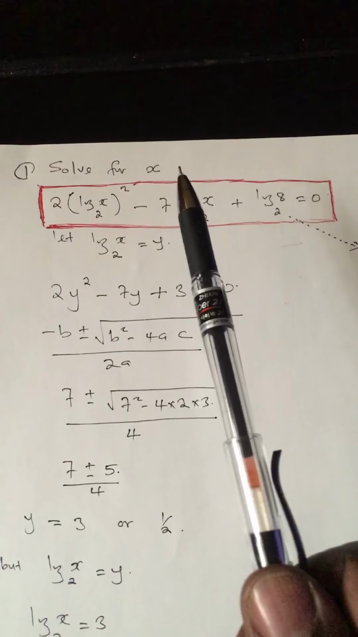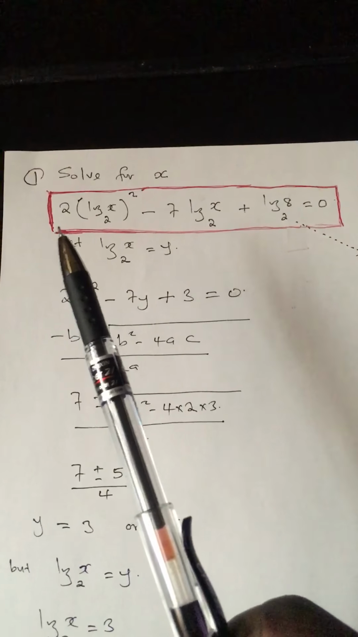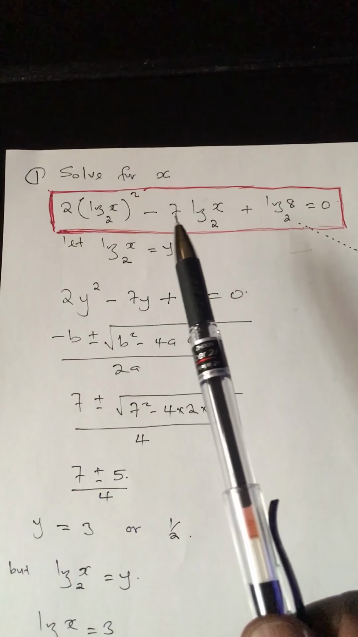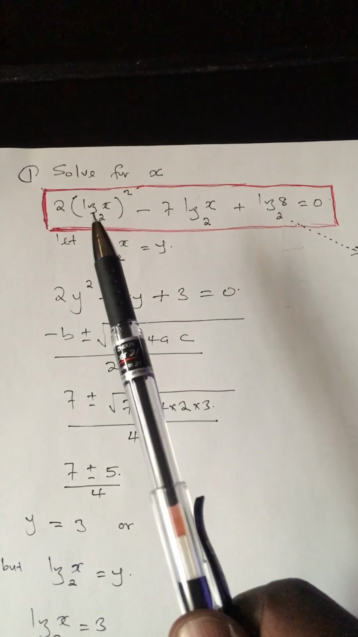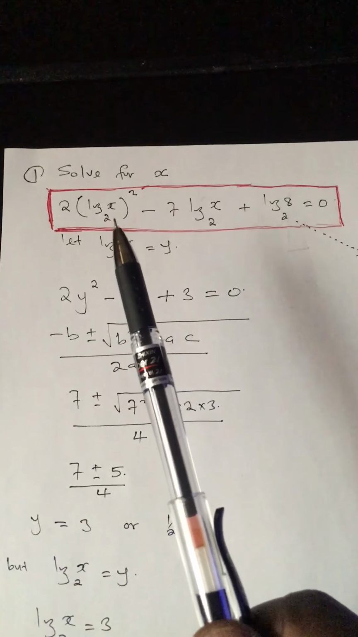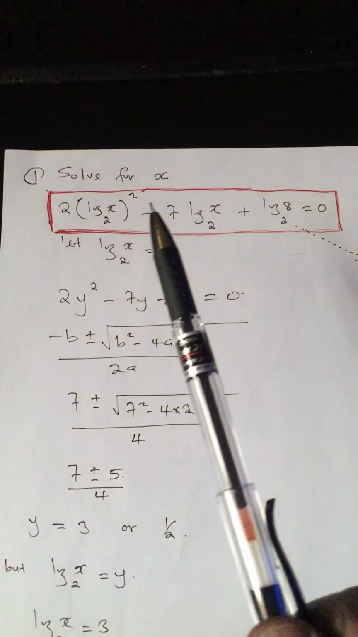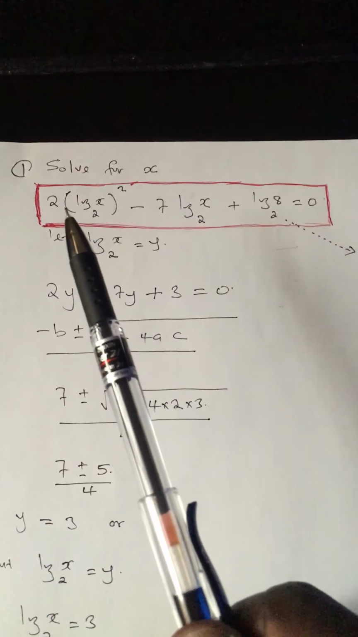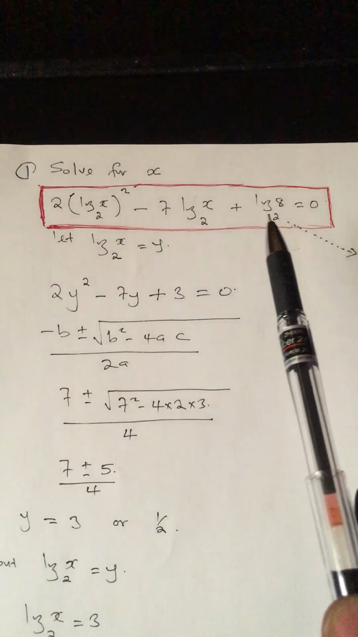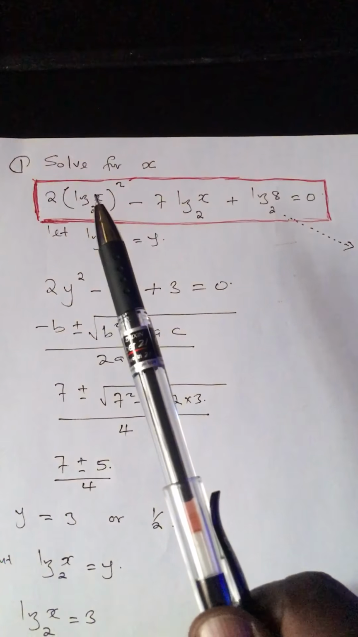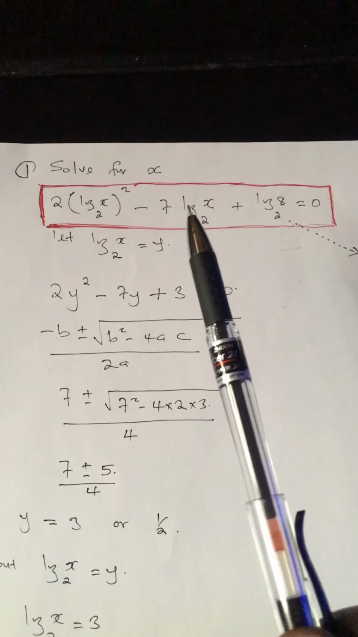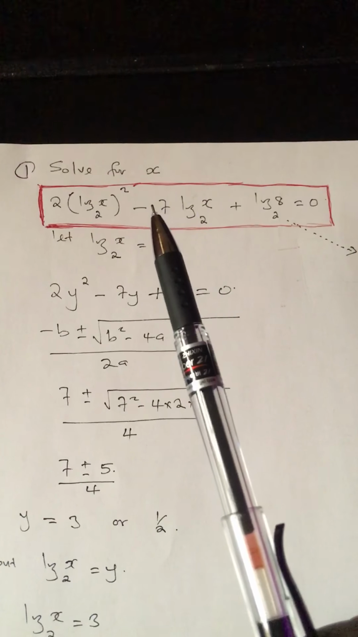It reads solve for x and it is 2. You can see the question. So what I want you to notice about the question is these logs here, the whole logs thing is bracketed. So that's a special kind of question. When you have such a question, you will notice that this value here will be the same as this value here, or there will be something common about the two values.